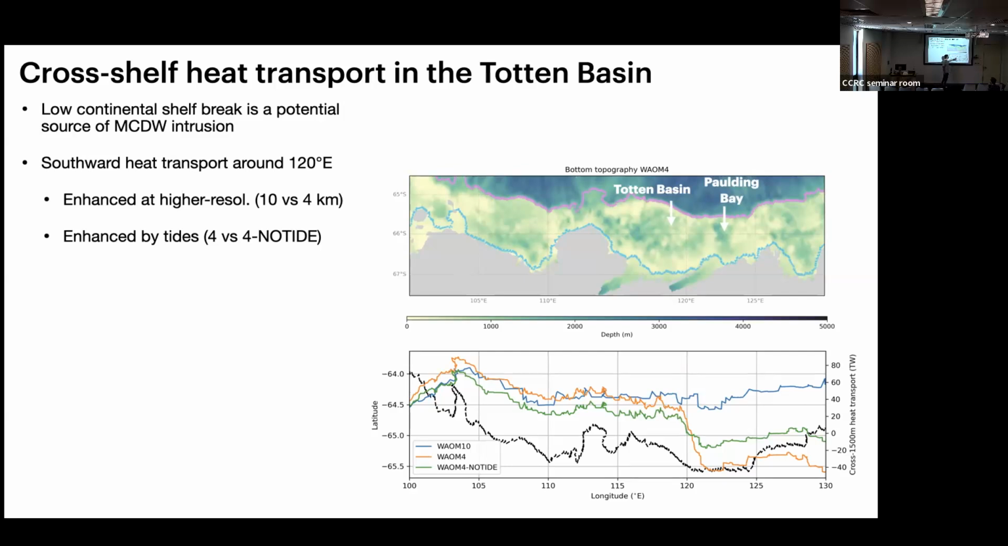And this shows that the 4 kilometer with tides has the strongest southward transport. So the 10 kilometer has a more mild southward heat transport. And if you take the tides out of the equation, it also reduces the southward heat transport.